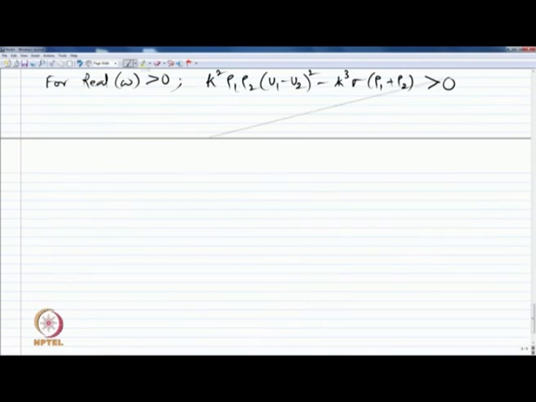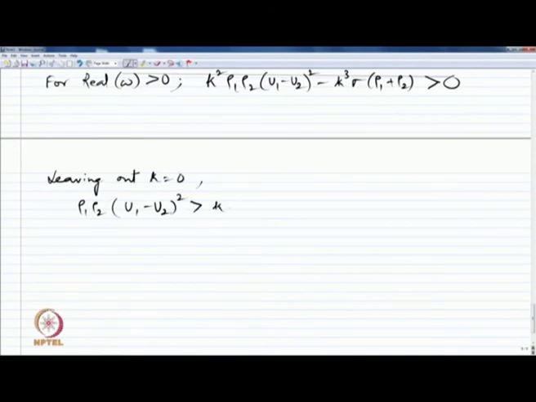So, leaving out the case where k is 0, which is trivial, we are able to show that rho 1 rho 2 times u 1 minus u 2 the whole squared has to be greater than k times sigma times rho 1 plus rho 2.